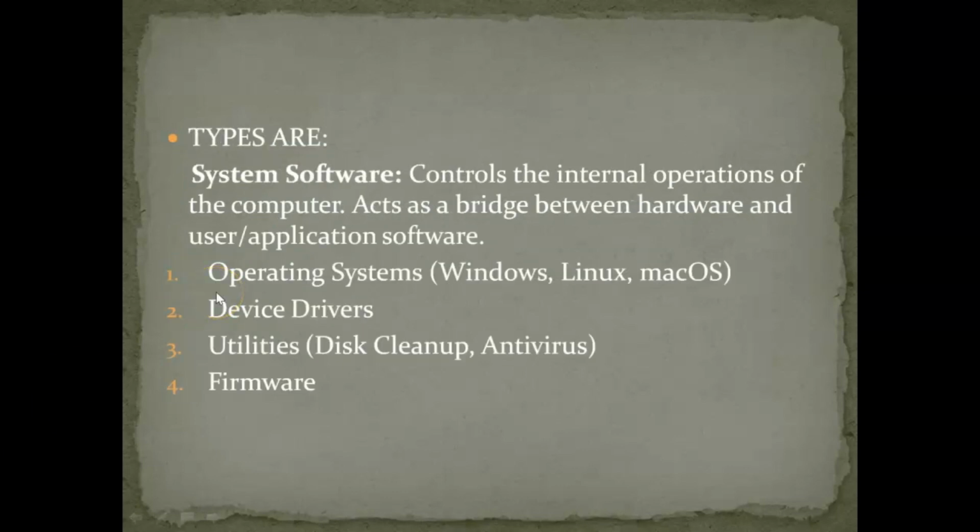Again, software is divided into many types. Out of that, one is system software. What it does is control the internal operation of the computer. It acts as a bridge between hardware and the application software. So operating system is one among them. The topic that we are going to learn here is operating system. Examples of operating systems are Windows, Linux, Mac OS, and so many others. This operating system comes under the topic system software. Also see examples of other system software listed here.